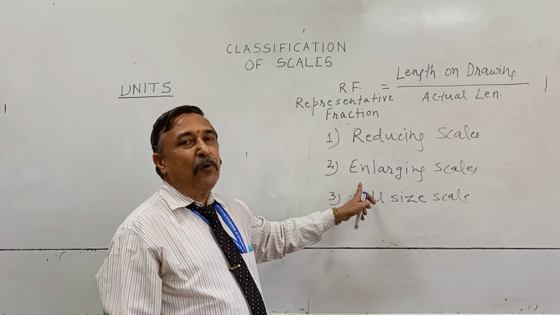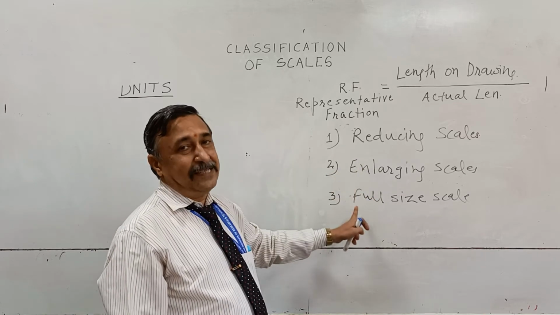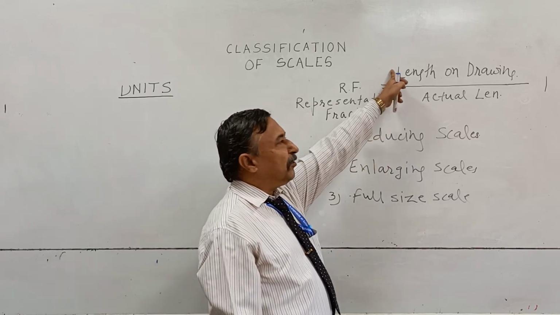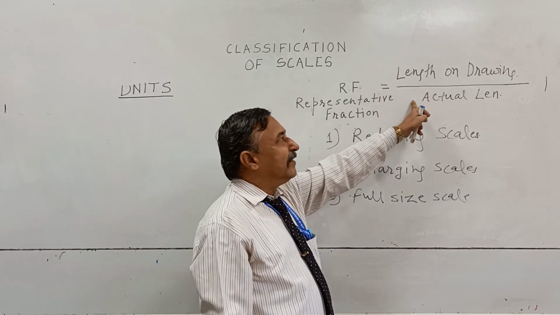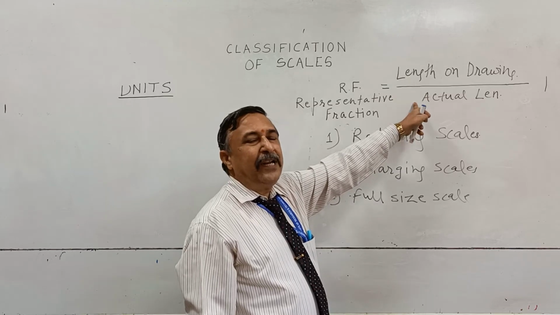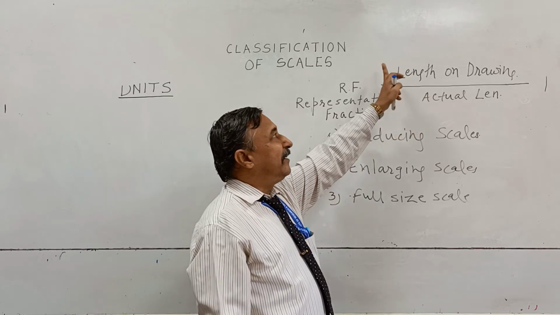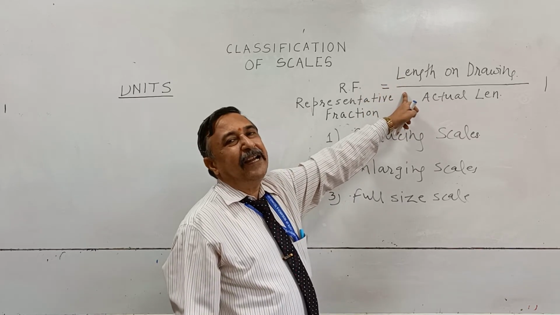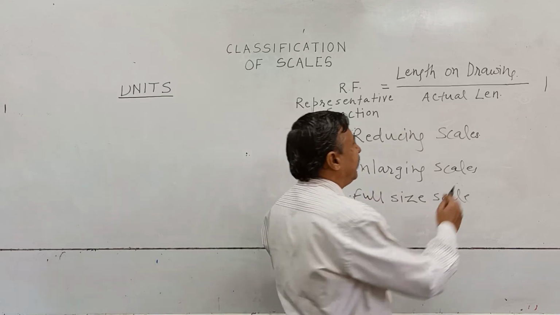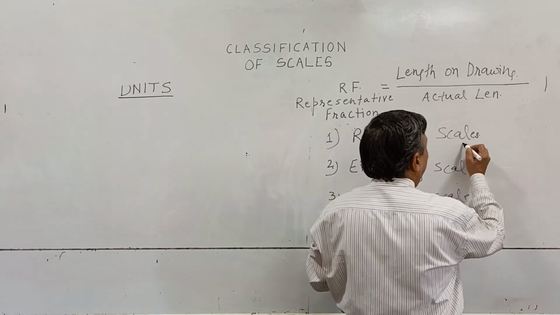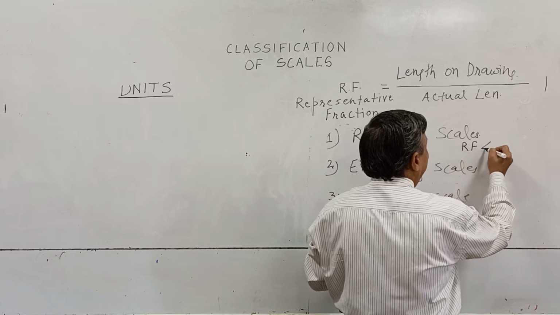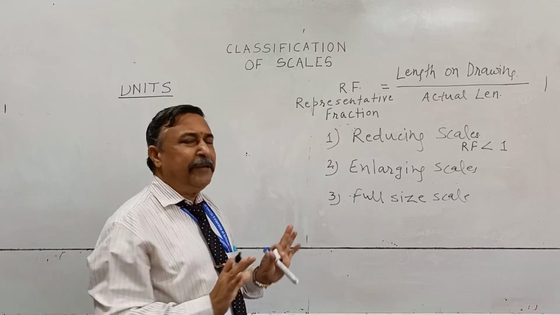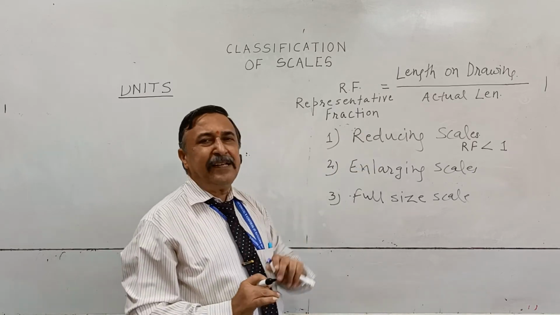Now just think about the RF of these scales. In a reducing scale, the length on drawing is less than the actual length. The actual length is greater than the length on drawing. So this RF is definitely less than 1. Only remember this thing, that RF is less than 1.